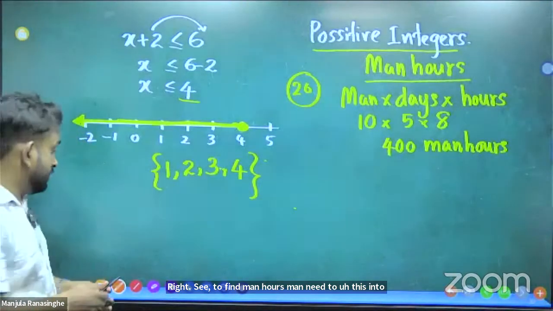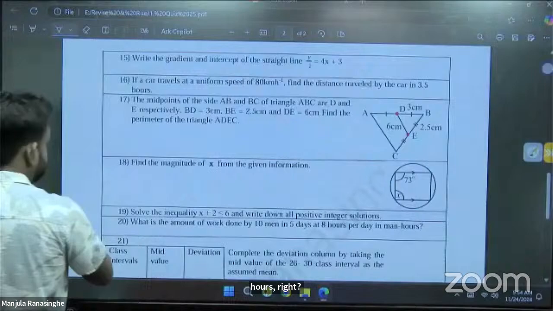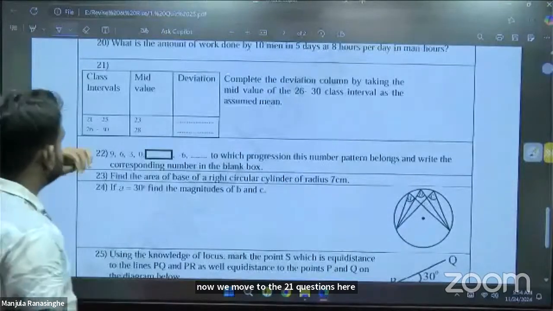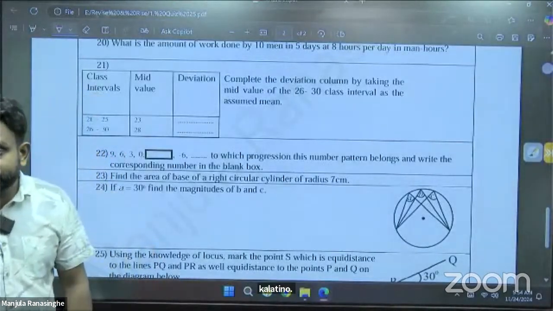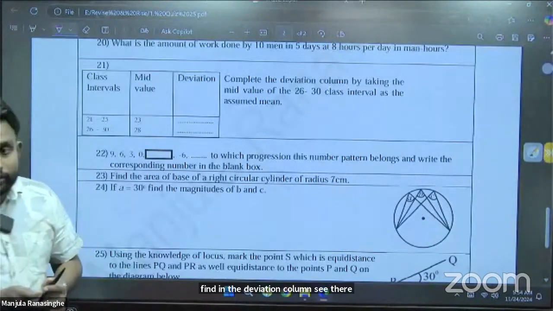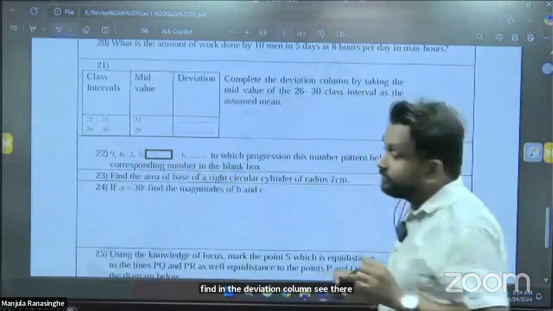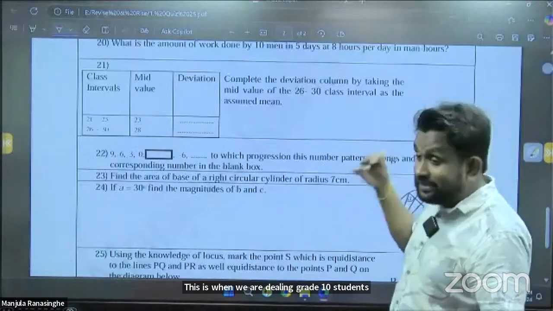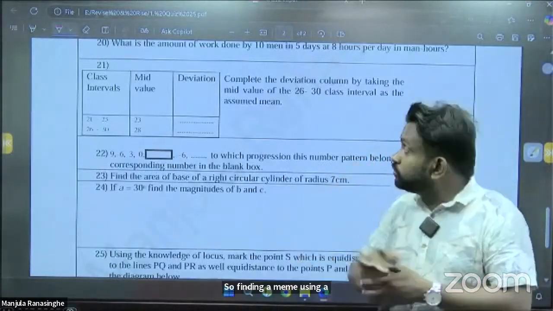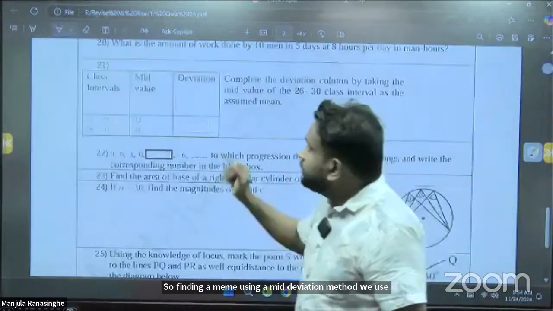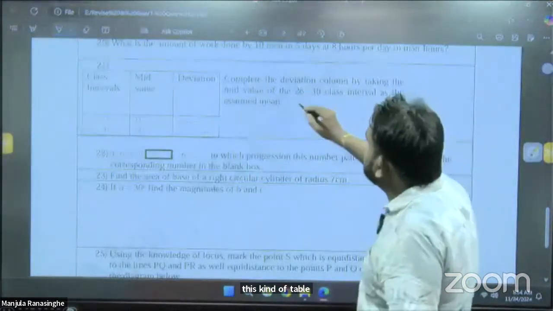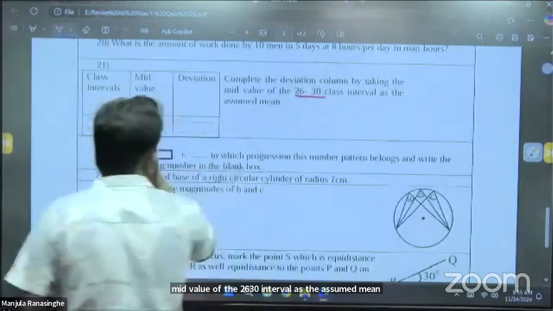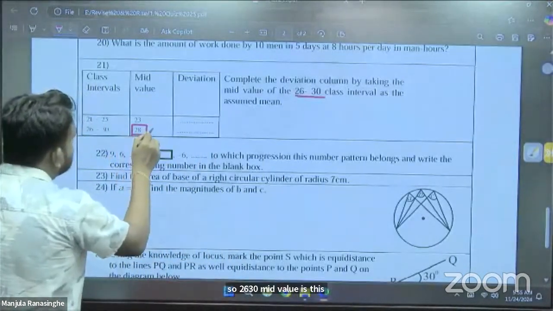Now we move to question 21 here. Look at this, it is very important. We have seen questions like this. For finding the deviation column, see there. So here, this is something grade 10 students also did, 11. So finding a mean using a mid deviation method, we use this kind of table. So the mid values are given. Then they are asking to take the mid value of the 26-30 interval as the assumed mean. So the 26-30 mid value is this one.